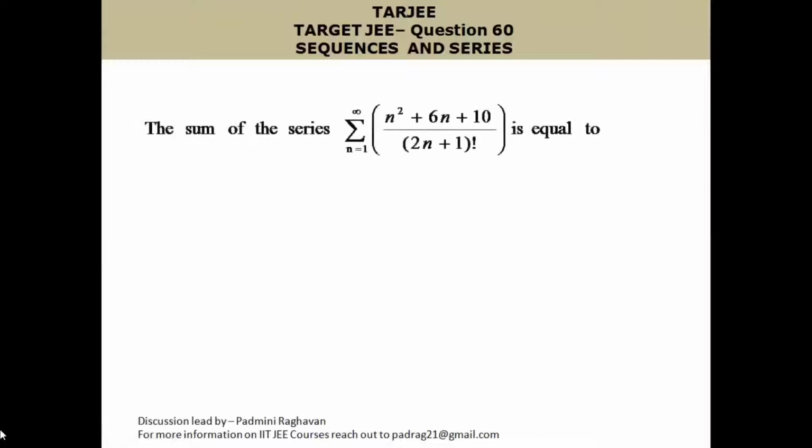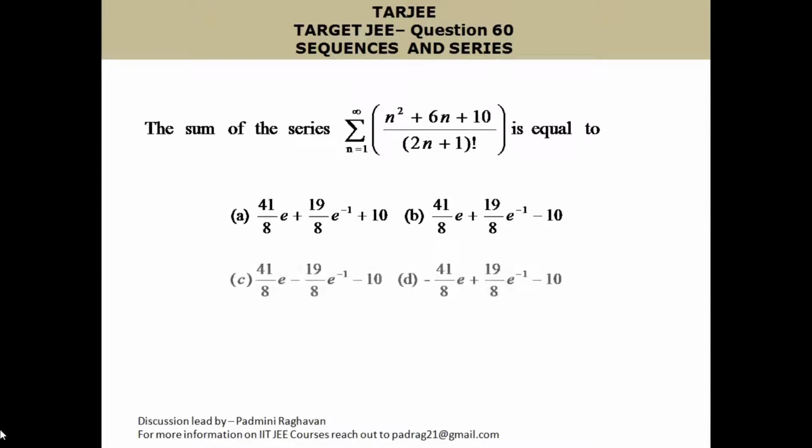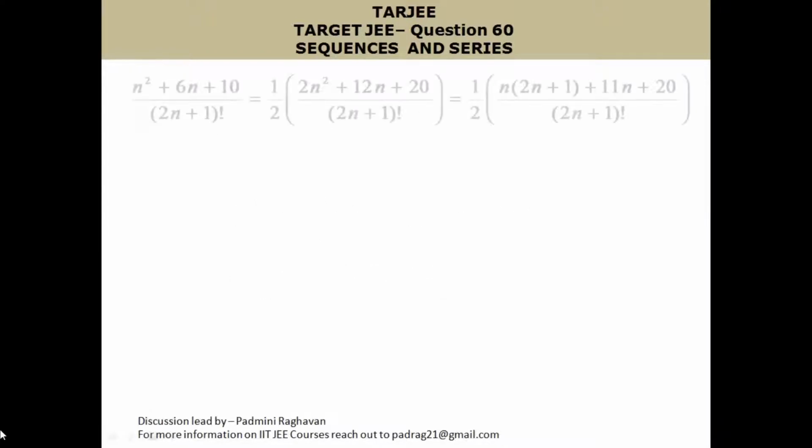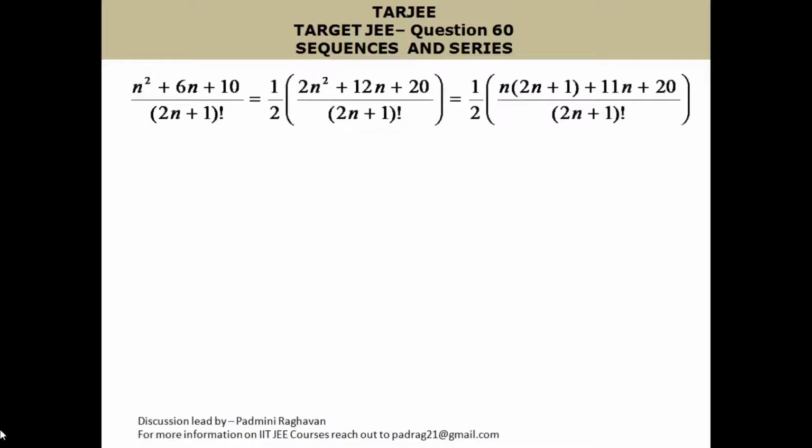The sum of the series sigma n equals 1 to infinity of (n square plus 6n plus 10) divided by (2n plus 1) the whole factorial is equal to. These are the given options. Now let us have a look at the term inside the summation.